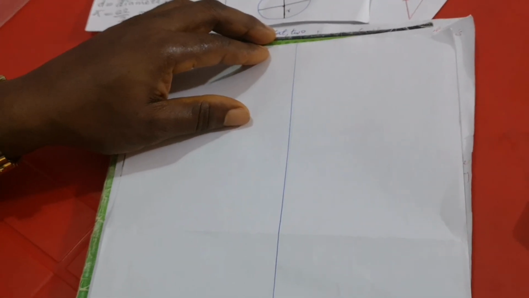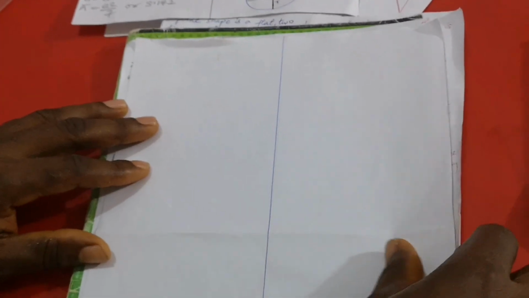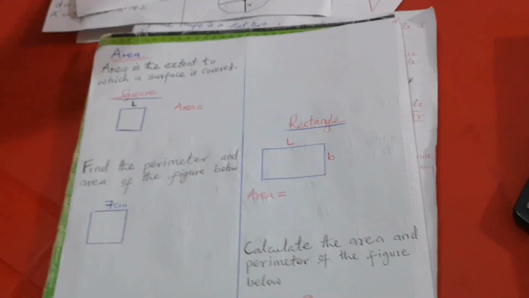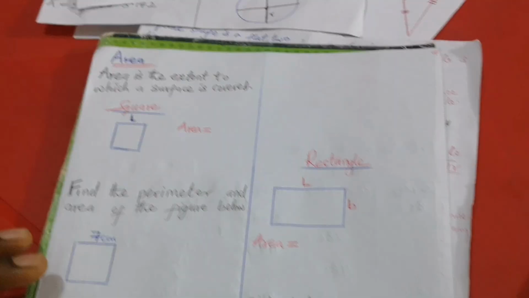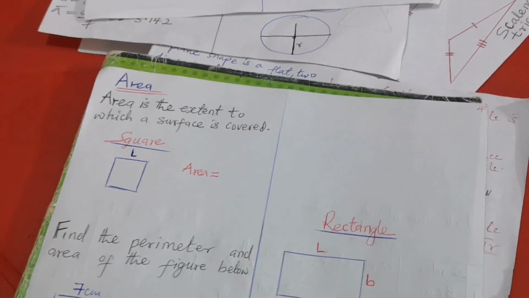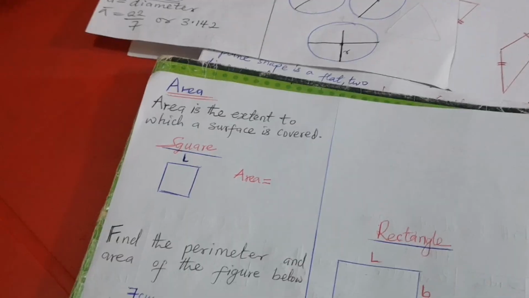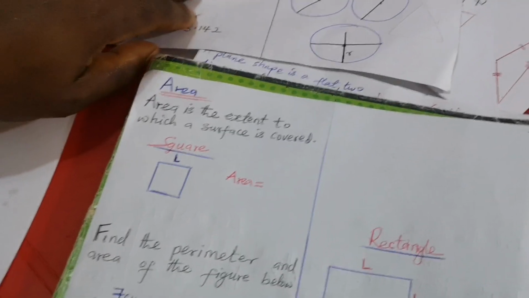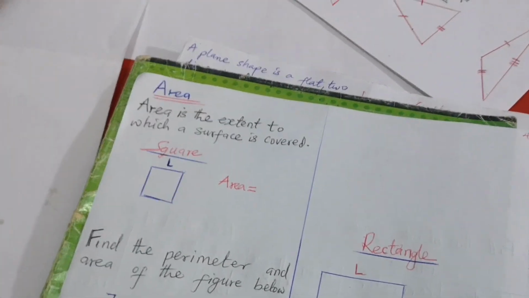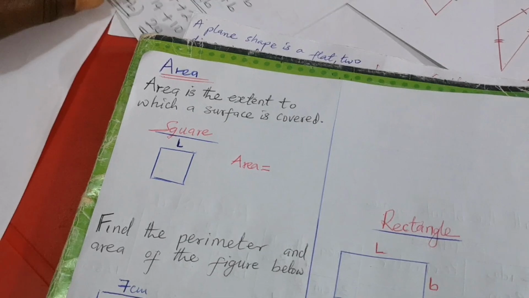So area talks about the extent to which a surface is covered. What is area? Area is the extent to which a surface is covered.